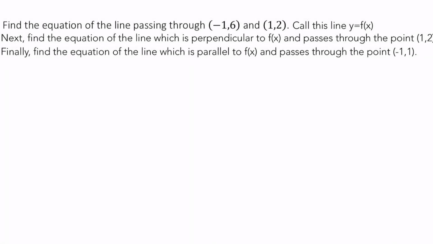So the first thing we're going to do is find the equation of the line passing through the points -1, 6 and 1, 2. And we're going to call this line y equals f of x. We have 2 points and we want a line. What should we do? y2 minus y1 over x2 minus x1. So you just said the slope formula. So really, you want to find the slope.